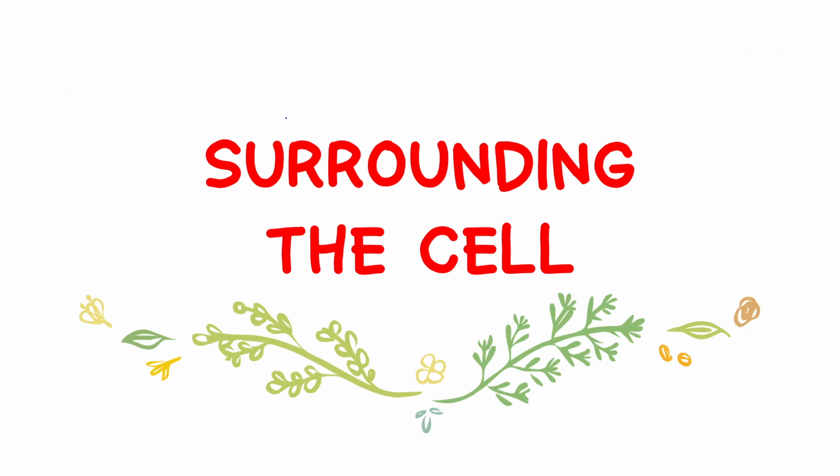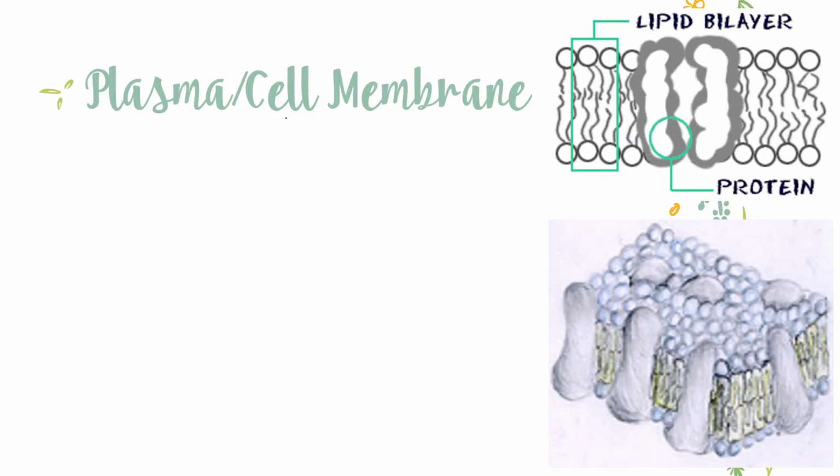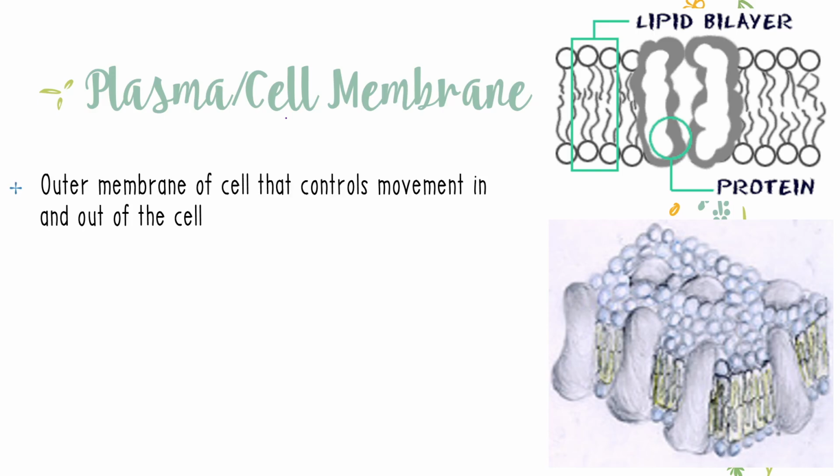So now let us begin with the surrounding of your cell. And that is none other than your plasma or your cell membrane. Now it's just the same. Plasma membrane or cell membrane, again, they are just the same. And it is the outermost portion of your cell. It is the outer membrane of your cell that controls movement in and out of your cell.